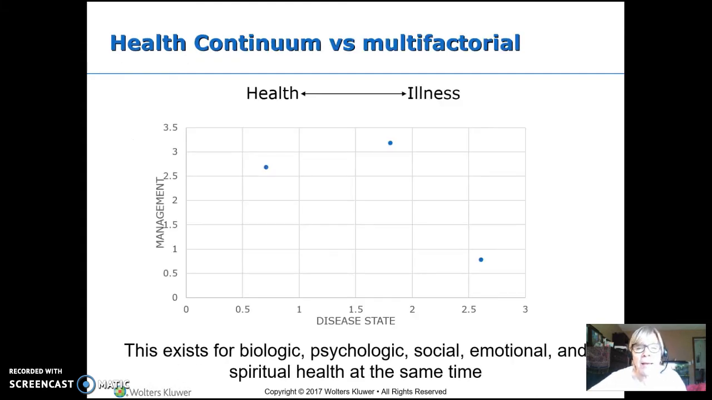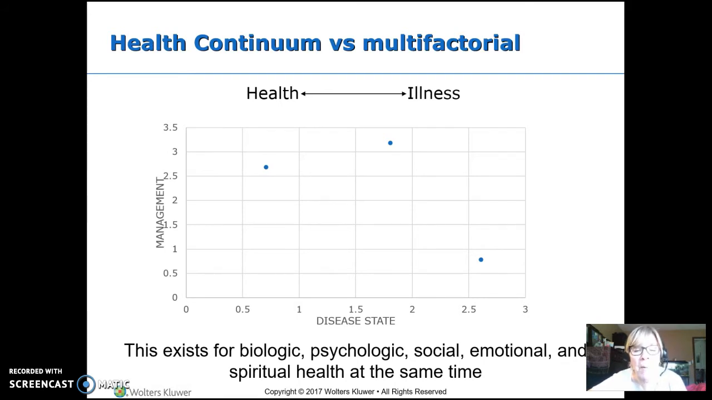So I think in the past we just made this continuum that you fell somewhere between health and illness. And now it's much more of a scatter plot, because you may have something wrong with you, some kind of a disease process, but you're managing it really well. So even though you're high on the disease state, because you're high on the appropriate management, your overall health is good.